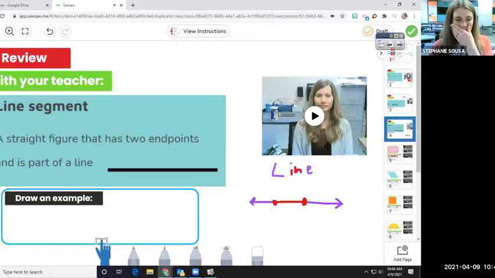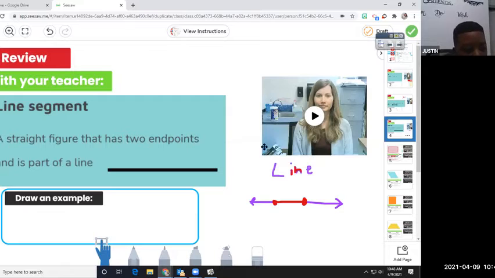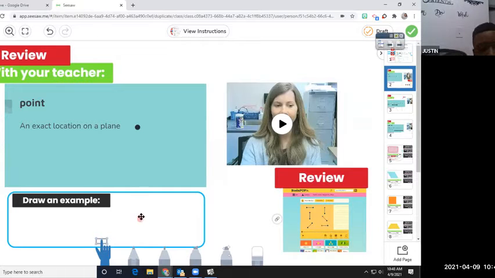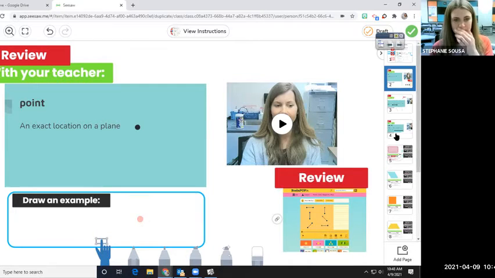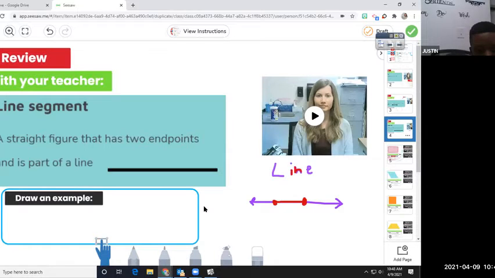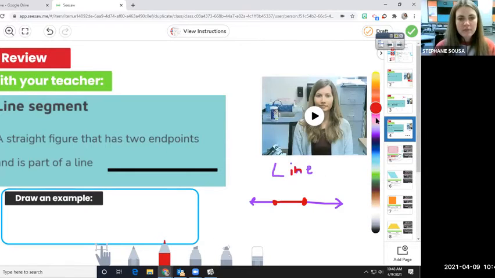Yes, Justin. Can you go back to slide 2? Slide 2. There it is. It's just a point. All right. Draw an example of a line segment. Let's draw an example of a line segment.